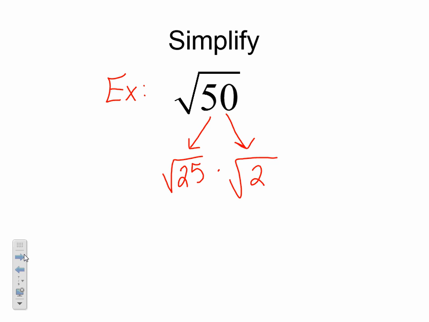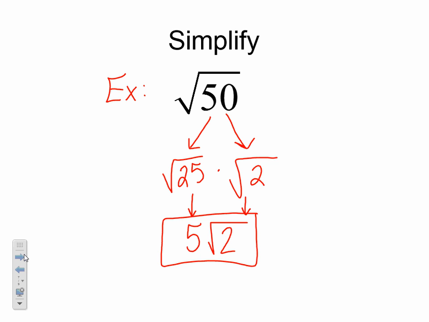And I'm liking the fact that I chose 25 because that number has a nice square root. The square root of 25 is just 5. The square root of 2 is irrational, so it does not have a nice square root, so I'm going to leave it alone. 5 square roots of 2 is my simplified answer.